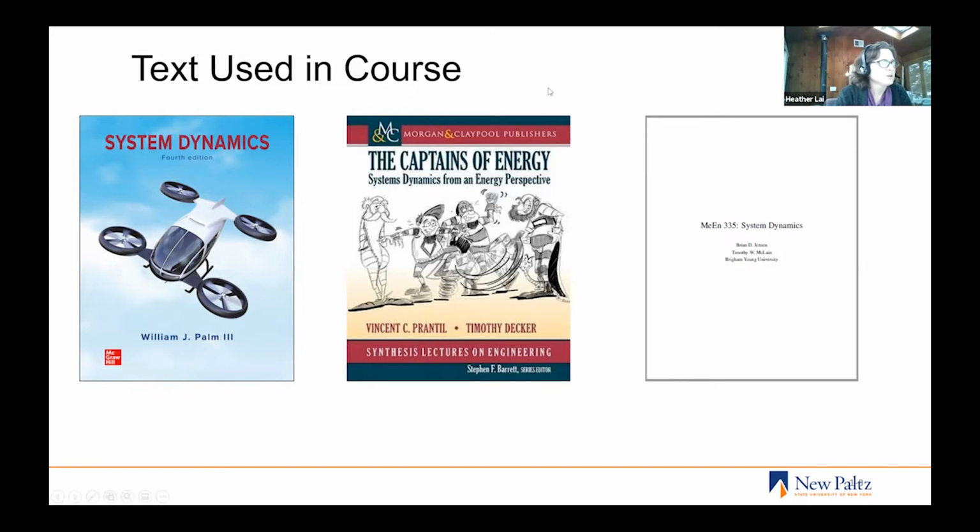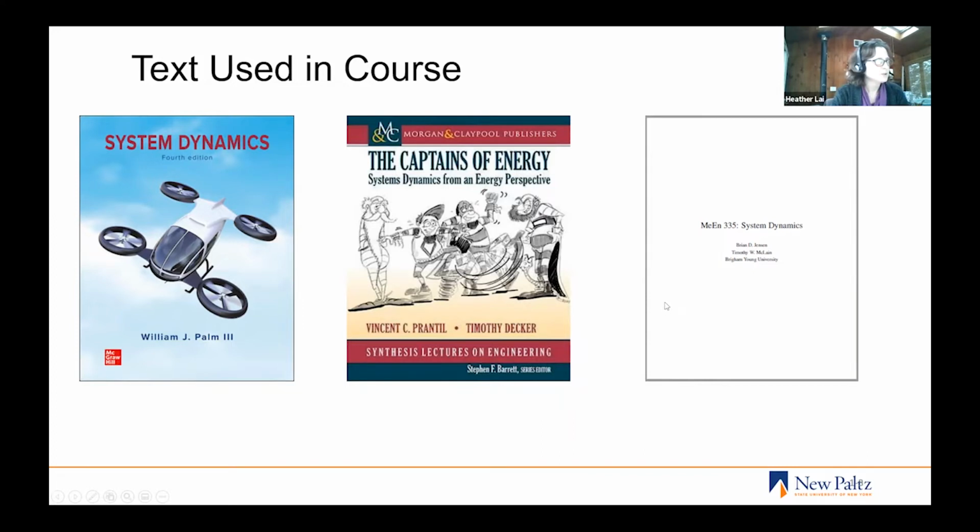But then I also have integrated these other 2 sources. This one here is called The Captains of Energy, and it is kind of a comic book view of system modeling. And then also this course pack that was set up by 2 faculty members at Brigham Young. And so they both deal with systems in a slightly different way than the primary text does. And so it's how these 2 texts deal with it that I'm going to talk about today.